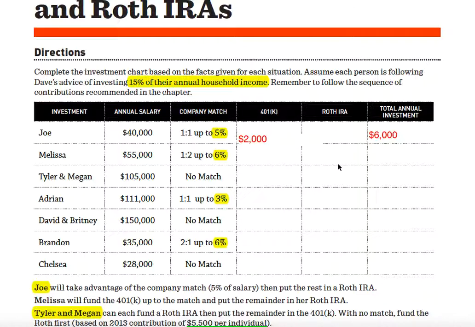In order to find out how much he will contribute to his Roth IRA, you simply need to subtract the $6,000 and $2,000. The remainder is what you will fill in the Roth IRA column. In this case, it will be $4,000.